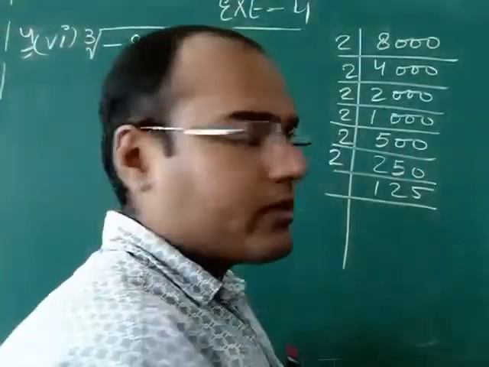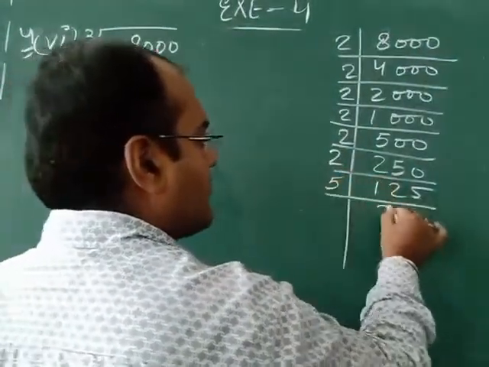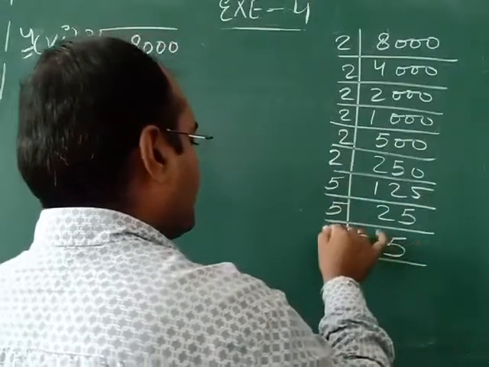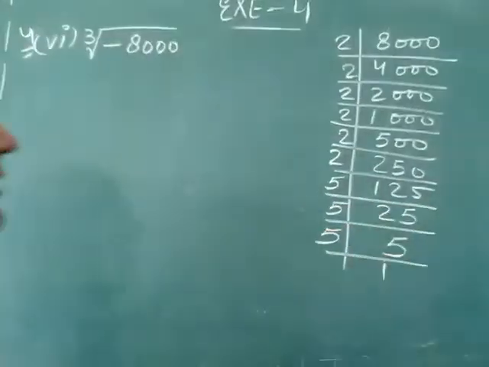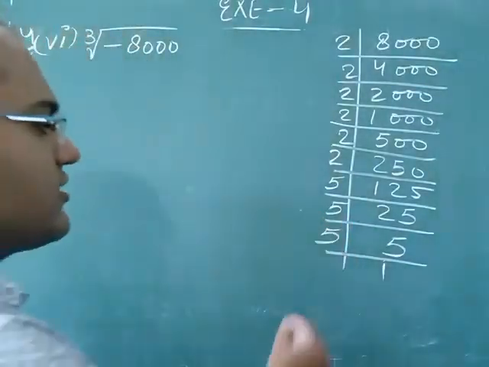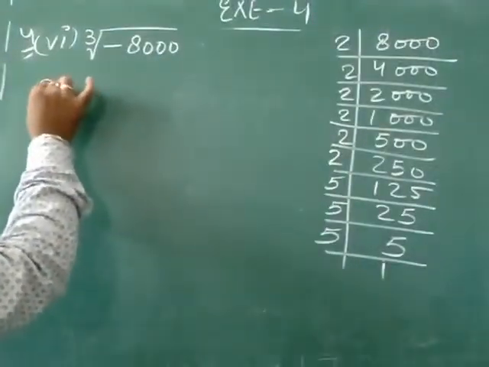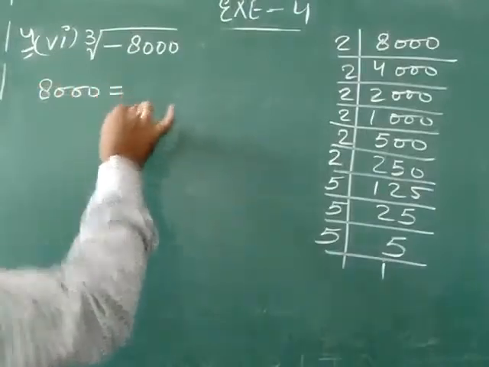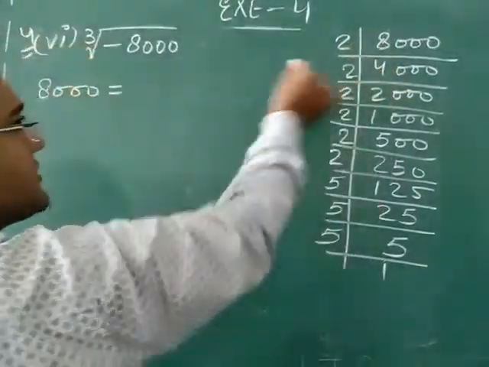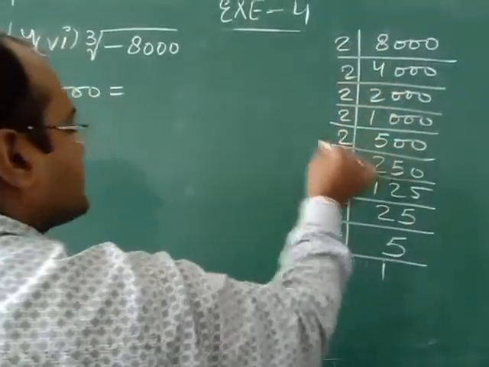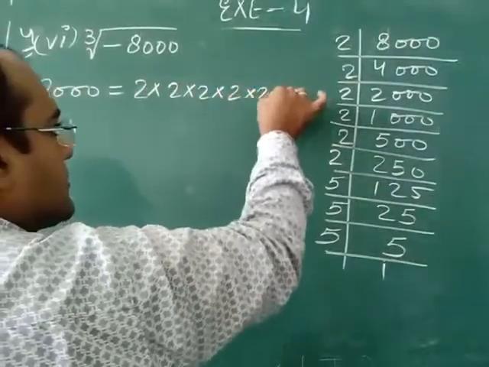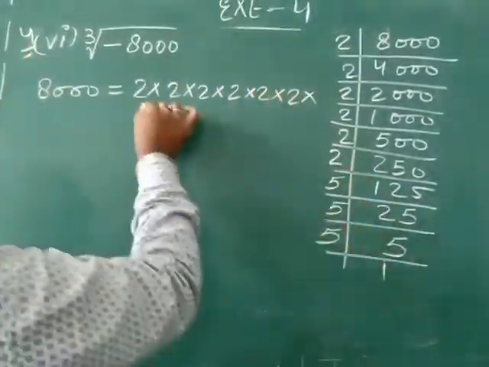It will not be divisible by 3 either. Then we have to do it with 5. So this is the prime factor of 8000. And the answer for 8000 you can write it. First of all you will write 8000 is 2 power, how many times is it coming? 1 2 3 4 5 6. And 5 is coming 3 times.